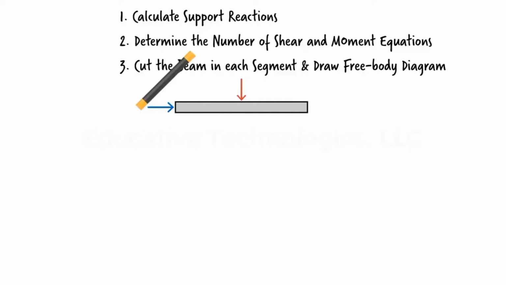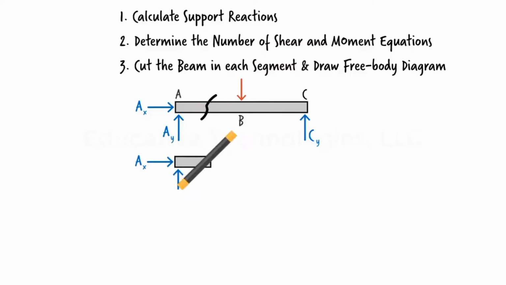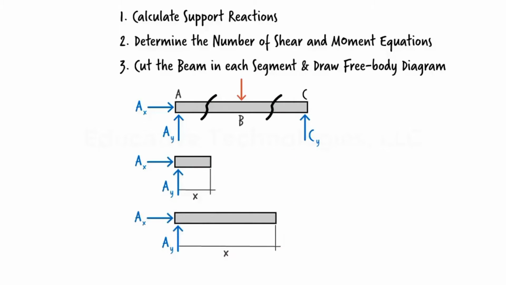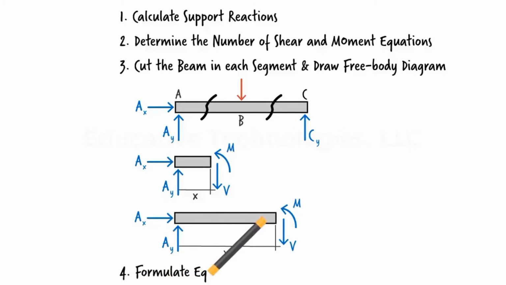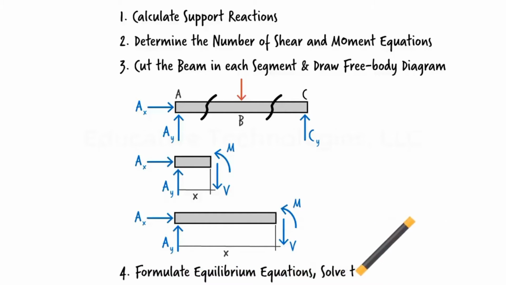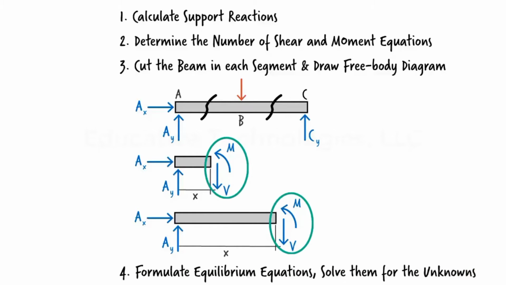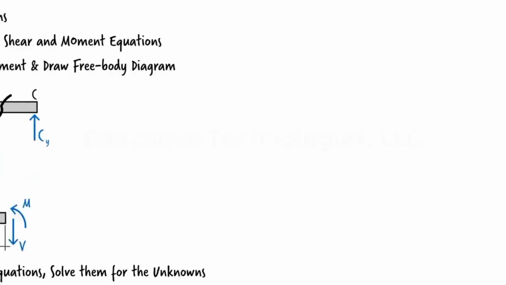For example, if this is our beam, we are going to cut it twice, once in segment AB and once in segment BC. Note that the distance from the left end of the beam to the cut point is labeled x in both cases. Then, we draw the free body diagram for each segment. The fourth step is to formulate the equilibrium equations for each segment, then solve them for the unknowns. Here, the unknowns are the shear and moment values at the cut point.